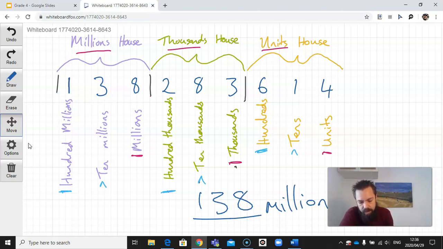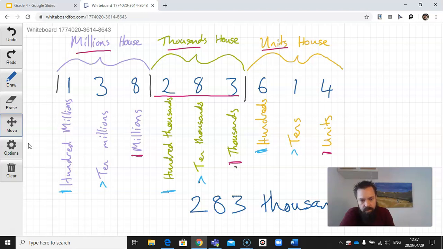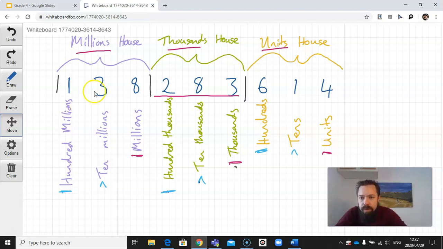Let's now look only at the thousands house. Can you read that number in the thousands house? Well, I'm going to write out just that number, 283, 283,000. That's how we read it. And you've already told me that you can read 614. So if we needed to write this in words, we would look at it like that.